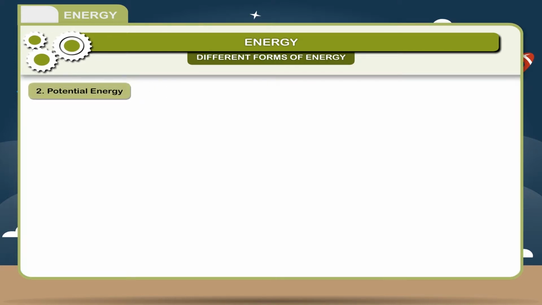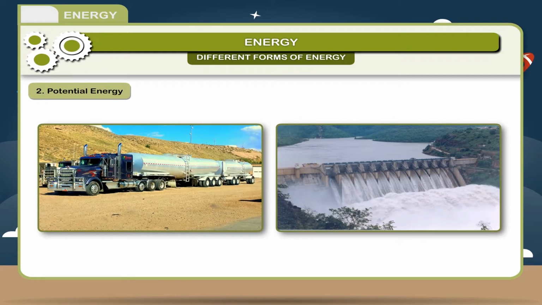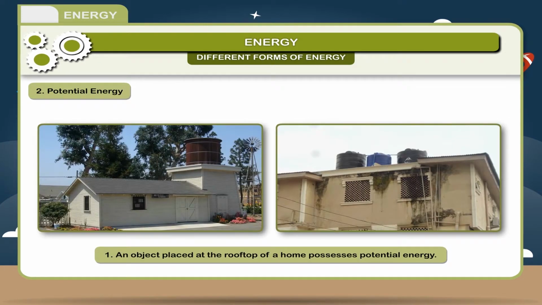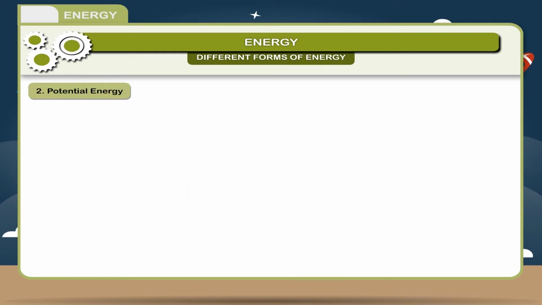2. Potential energy. The energy possessed by a body due to its position is called its potential energy. The energy stored in a body is also called its potential energy. Examples: 1. An object placed at the rooftop of a home possesses potential energy. 2. Water stored in an overhead water tank possesses potential energy.